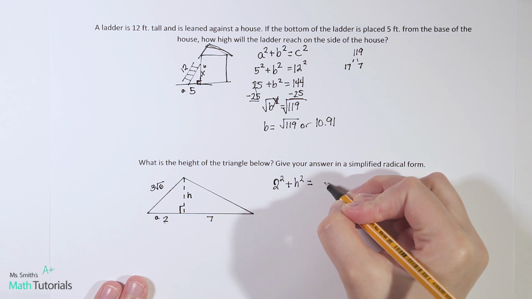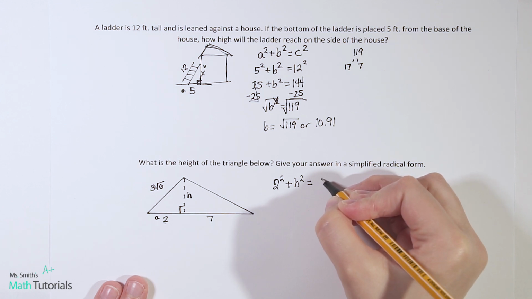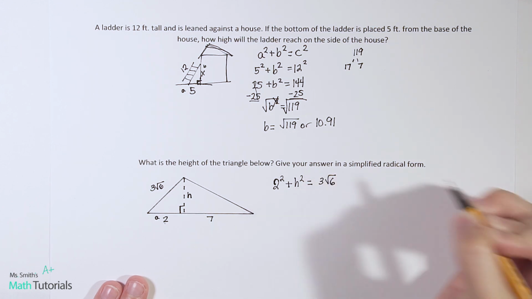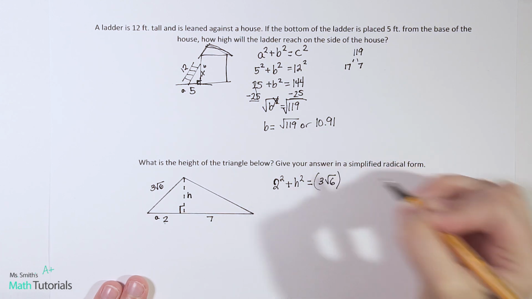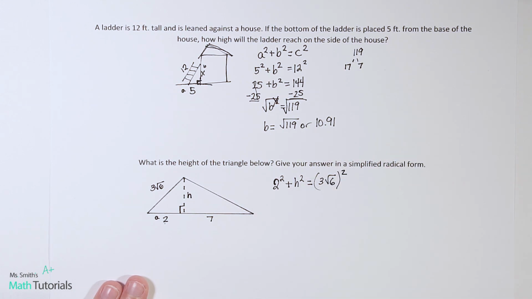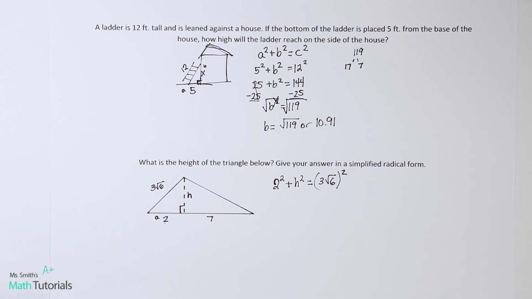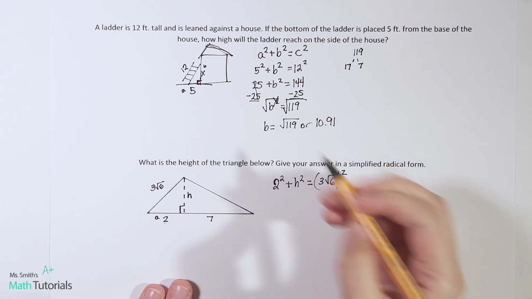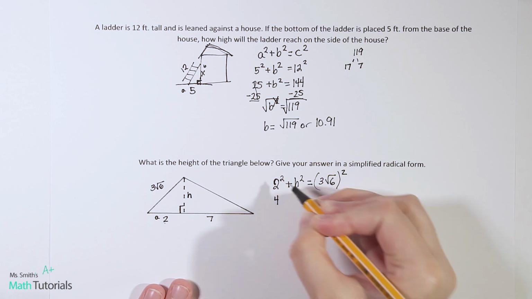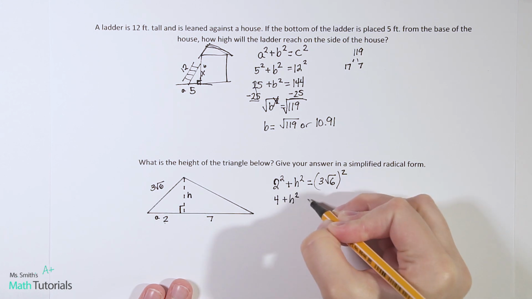Now, that confuses a lot of people. They say, how do I do that? Well, all you do is 3 square root of 6, put parentheses around it, and square it. It looks complicated, it's really not. Just put parentheses around it and square it. Okay, now let's do some simplifying. 2 squared is 4, right? Still have this plus h squared equals.